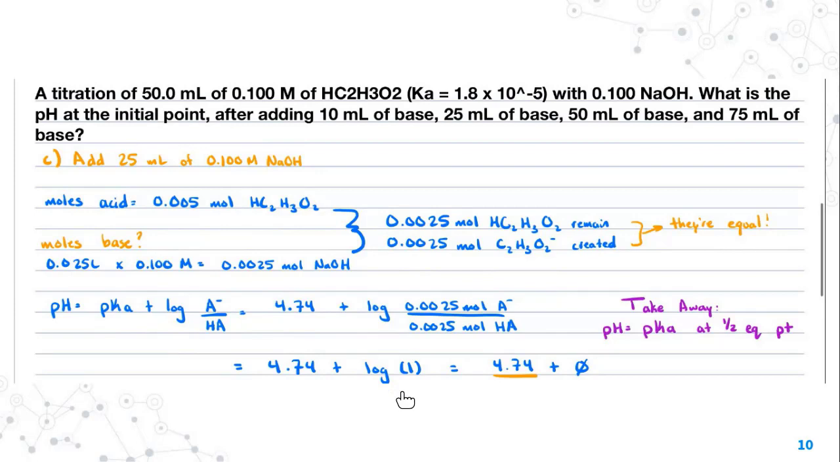This is where you guys might not fully get it right away, because this one has to do with understanding what the graph of a log looks like. So at log of 1, it's going to be 0. So is what I have here. So it'll just be 4.74.